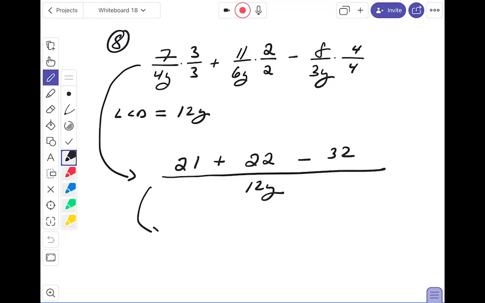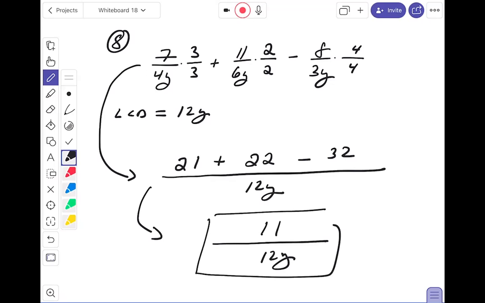And let me keep going. And you got 12y. What do you get on top? I guess you're 31, right? I'm sorry, not 31. You get 11. Let me just make sure. 22 minus 32 is minus 10. Yeah, put a box in this. All right. So yeah, equal. All right, let's see. Wow, I got that one right too. 11 over 12y. Let's go to number 9.